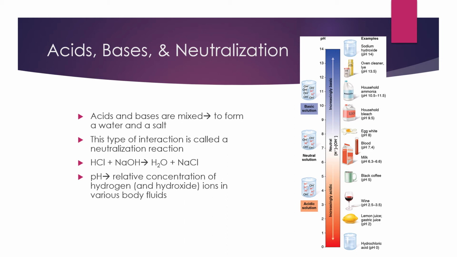pH, you can see the pH scale here on the right, shows relative concentration of hydrogen and hydroxide ions in various body fluids. The pH scale is based on the number of hydrogen ions in the solution. Above 7 is basic or alkaline, and below 7 is acidic. You can see here at the bottom, hydrochloric acid has a pH of 0, so it is highly, highly, highly acidic. Right here in the middle, you'll have things like blood, milk, egg whites are pretty close to middle. And then all the way in the other end, pH of 14, you'll have sodium hydroxide. Very basic.